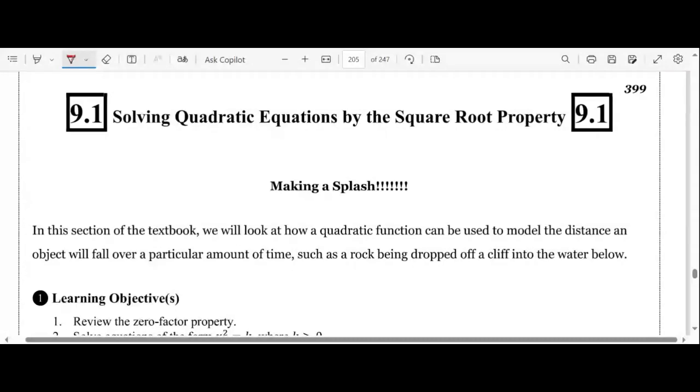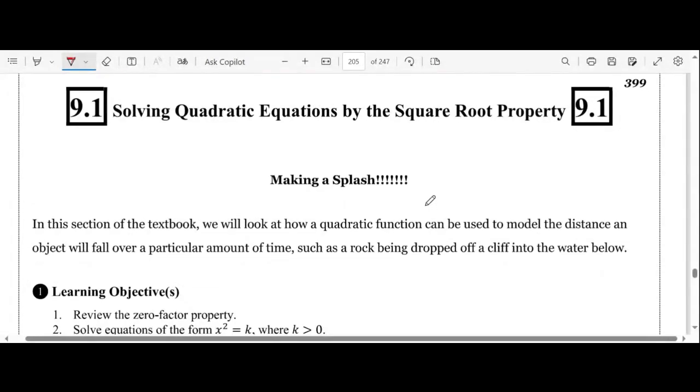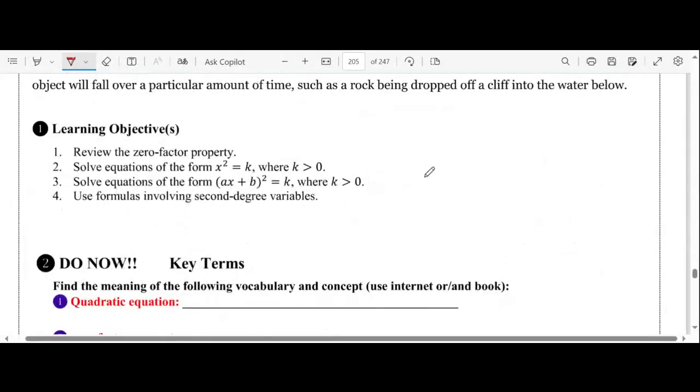9.1, solving quadratic equation by square root property. Learning objectives: 1, review the zero factor property. 2, solve equation of the form x squared equal k, where k greater than 0. 3, solve equation of the form (ax plus b) all squared equal k, where k greater than 0. 4, use formulas involving second degree variables.